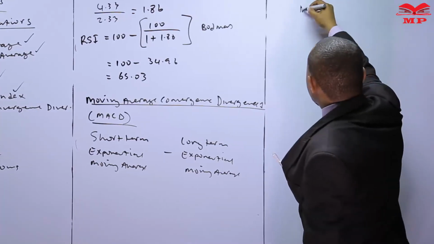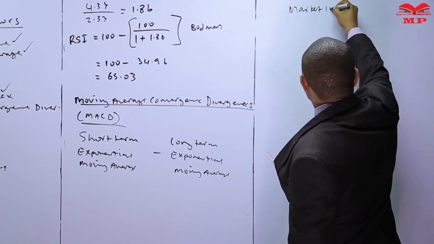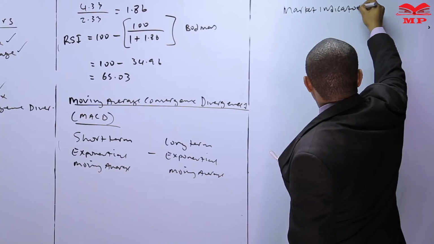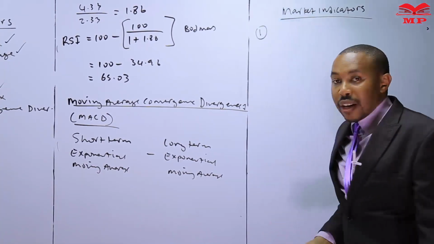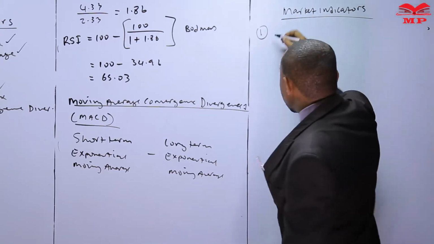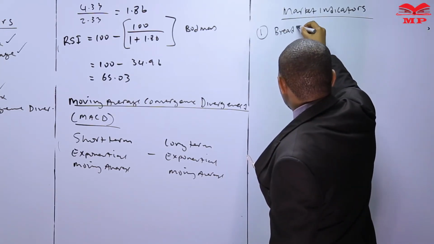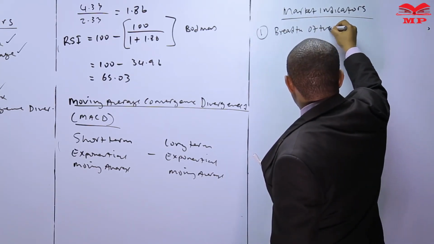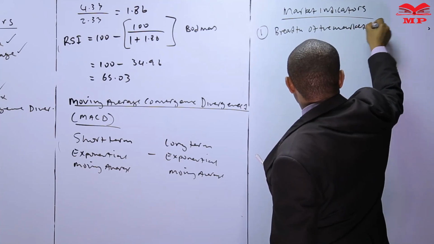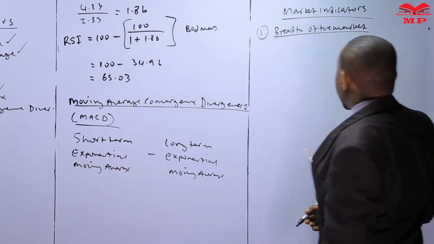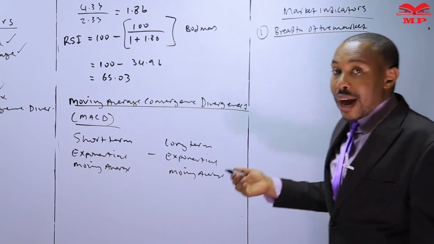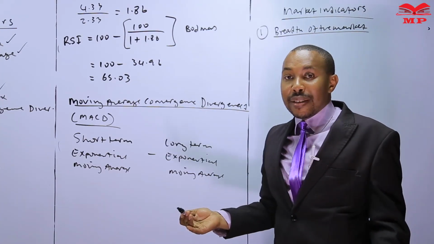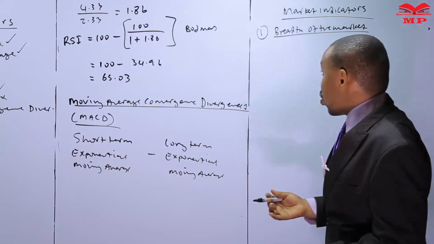Now, market indicators. The first one that we will look at is the breadth of the market. Now, the breadth of the market means what? It means that we are trying to look at how the market is, or the composition of the market.